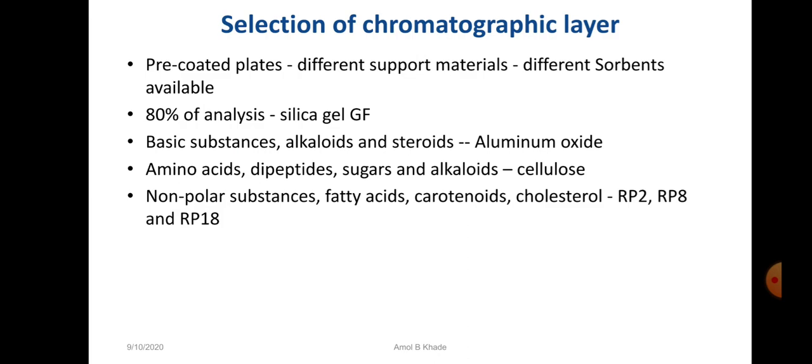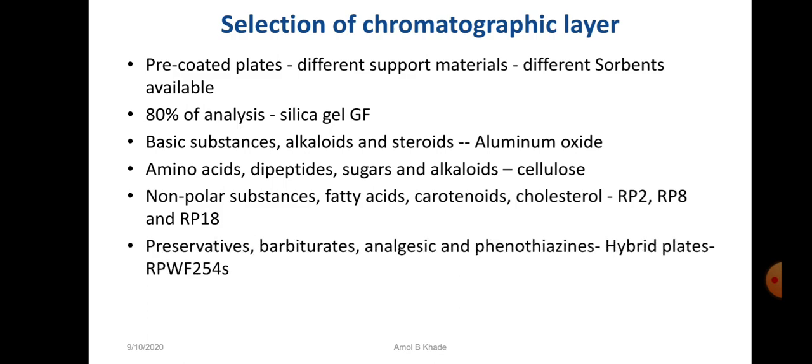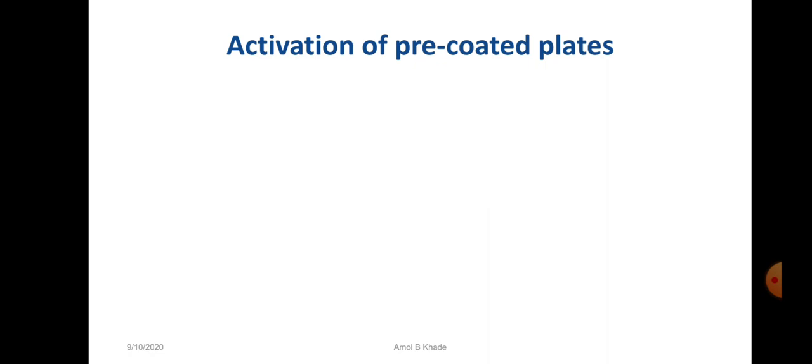And as I told you, we can also conveniently do reverse phase chromatography, where the stationary phase is non-polar in nature, and if we have non-polar substances as a sample like fatty acids, carotenoids, cholesterol, we can use RP2, RP8 and RP18 kind of stationary phases. This RP indicates reverse phase, and these numbers 2, 8 and 18 indicate the number of carbon atoms in this particular stationary phase. If we have preservatives, barbiturates, analgesics and phenothiazines, we can use the hybrid plates.